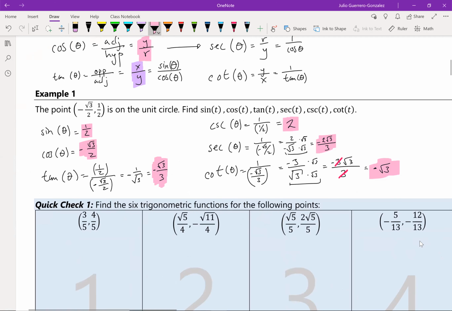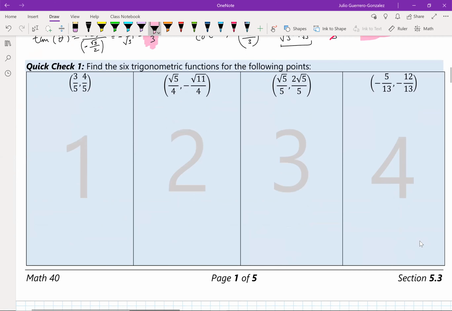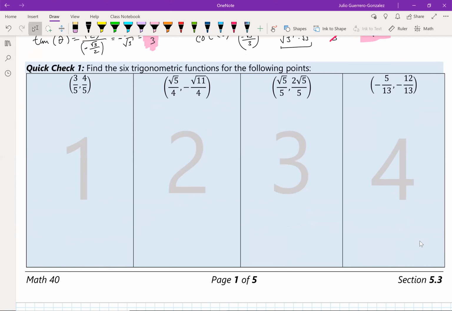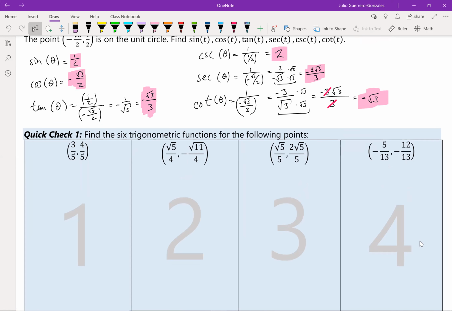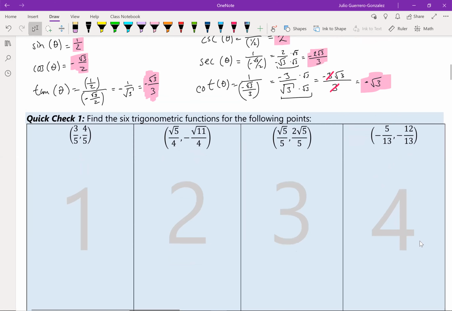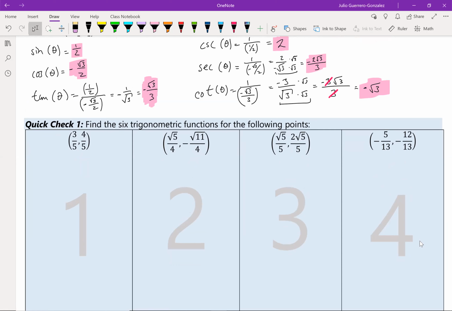Okay, I want everyone to practice a little bit. I've got one quick check here. I'll give you each 1 point, and I want you to do the same thing that we did up here. Find the 6 functions: sine, cosine, tangent, cosecant, secant, and cotangent. I'm going to break you up into your groups. Your group room tells you what problem to do.